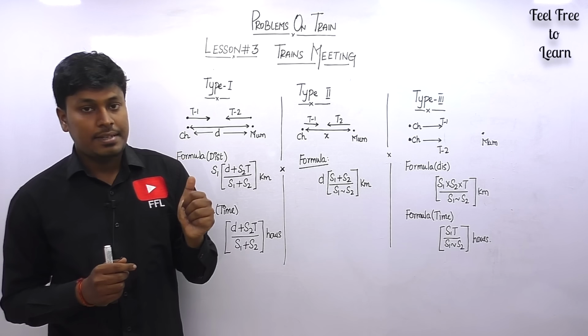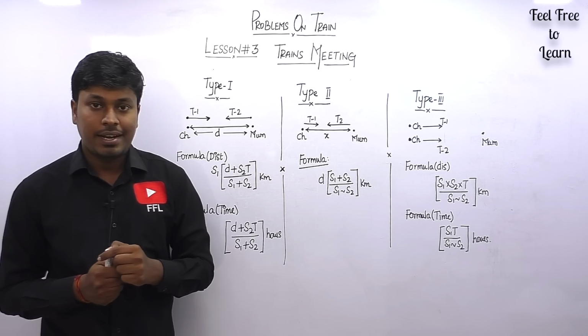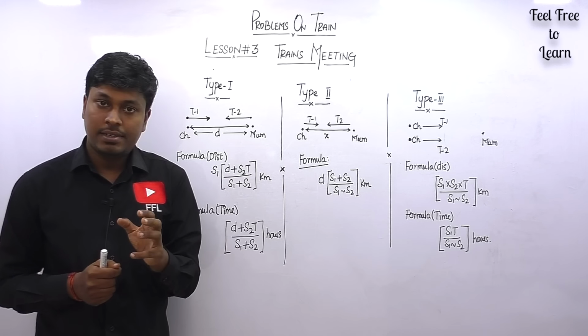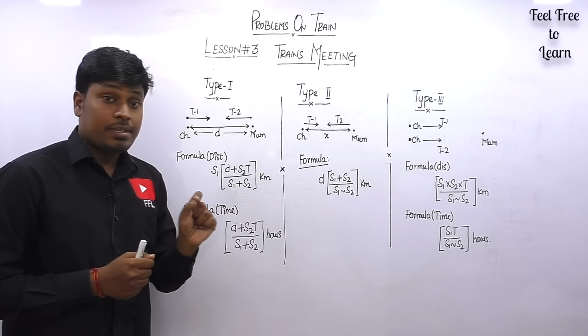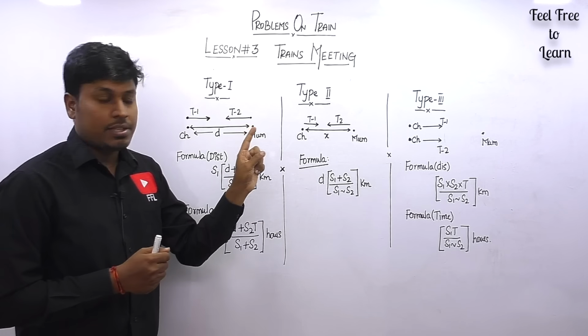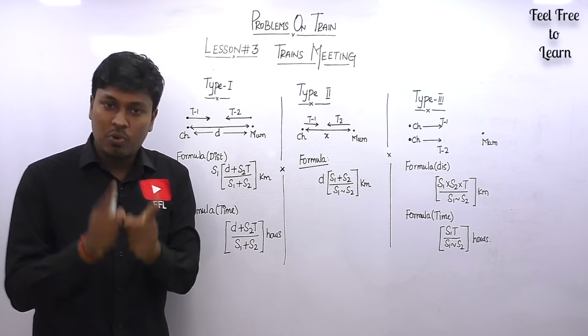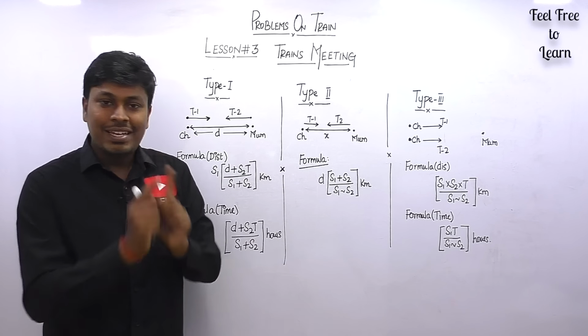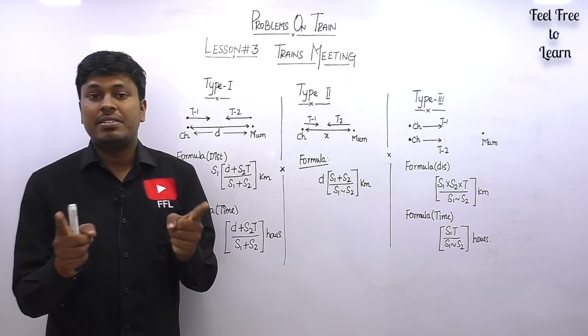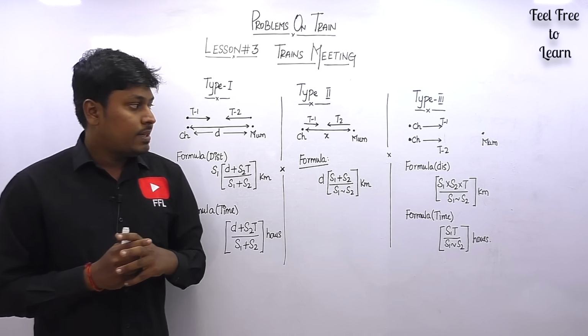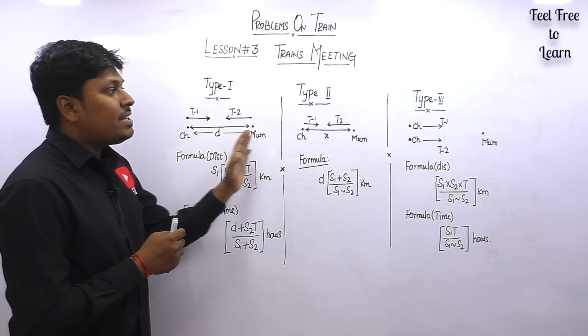So in this lesson number 3 on the topic problems on train, we are going to solve 5 questions that is based on the concept called two trains meeting. So remember that two trains meeting concept in the topic problems on train is most important. If you are going for any competitive exam, definitely you can see the concept that is based on two trains meeting. So here there are 3 types of question, right?